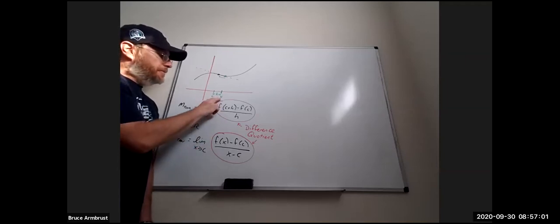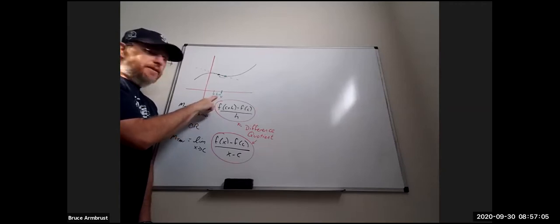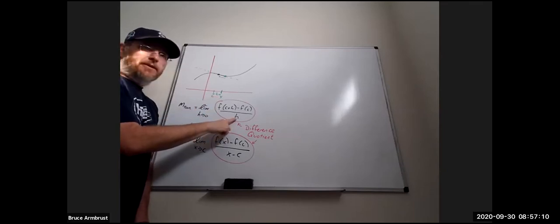All right, so think about these 2 points. The change in their x coordinates, the difference in their x coordinates is h. That's how I'm defining it, right? So that's why on the bottom here, I've got h.